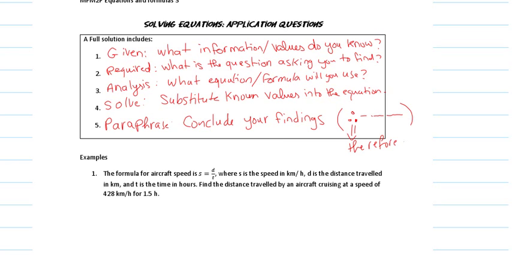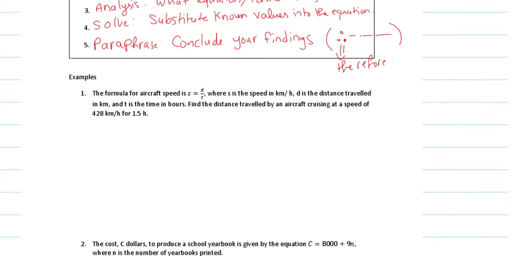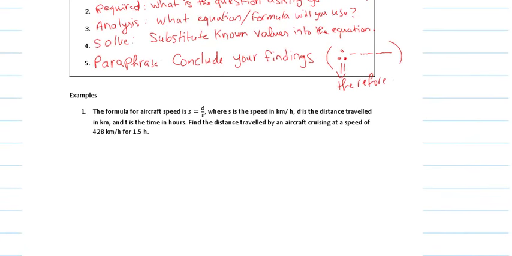The formula for aircraft speed is s equals d over t, where s is the speed in kilometers per hour, d is the distance traveled in kilometers, and t is the time in hours. So they give you the formula, which is this, and they describe what each letter represents. So s is speed, d is distance, t is time. So I know what I'm looking at. The question is asking you to find the distance traveled by an aircraft cruising at a speed of 428 kilometers per hour for 1.5 hours.